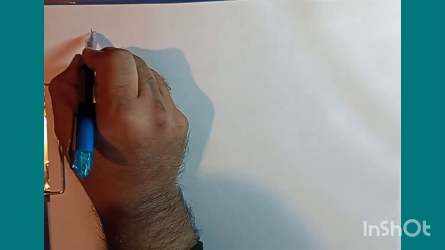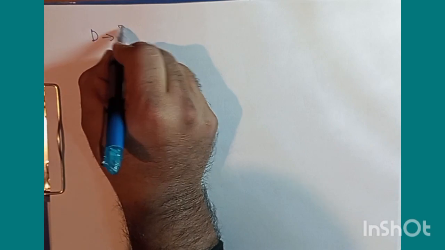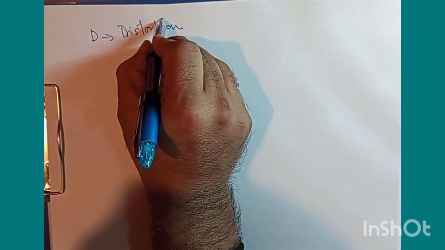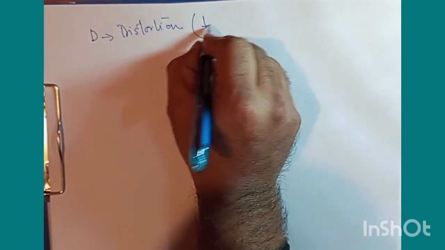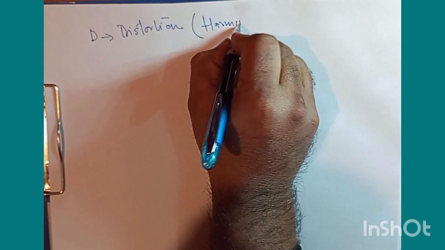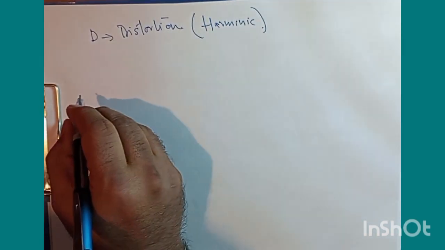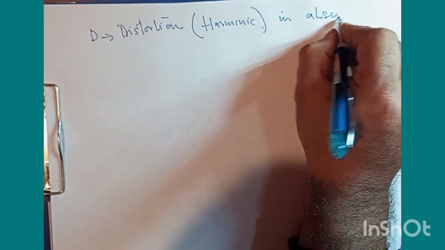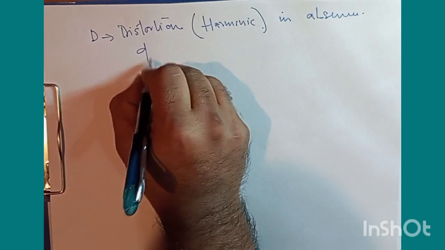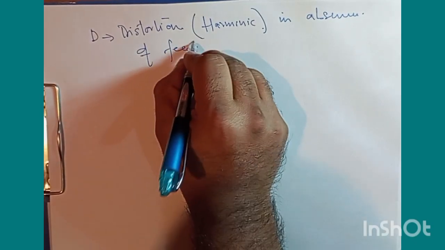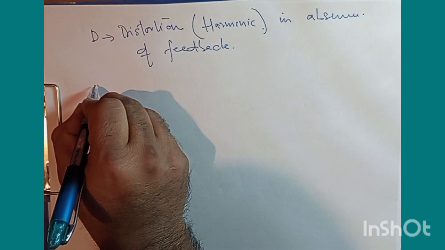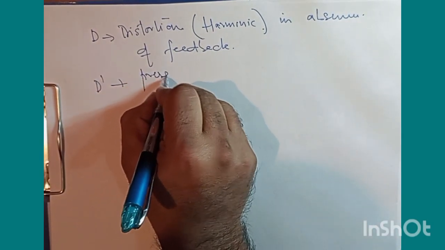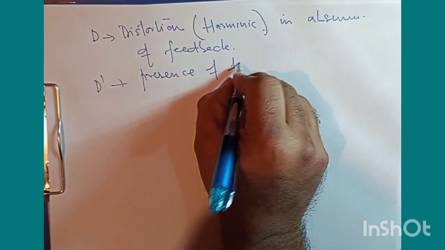So D is my distortion. We can call them harmonic distortions, and that too in absence of feedback, right? And then we have D dash in presence of feedback.